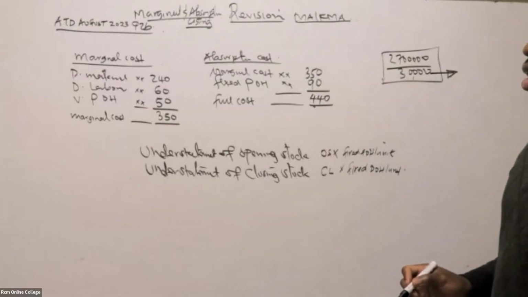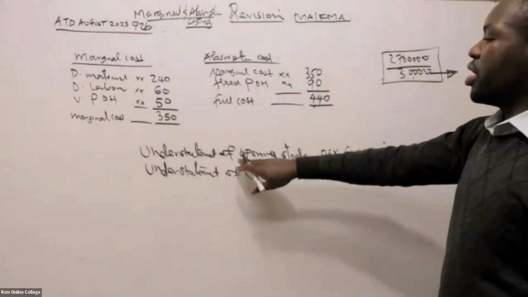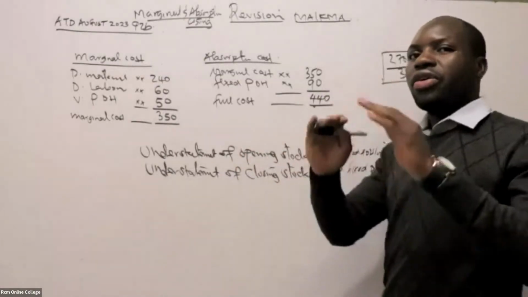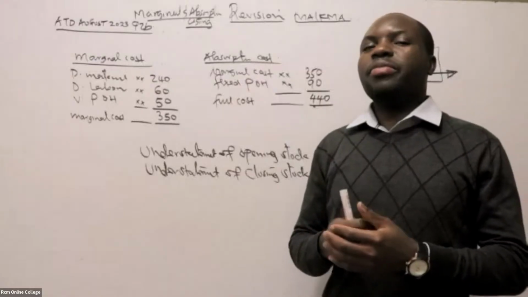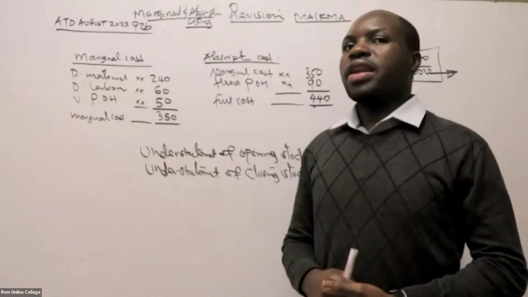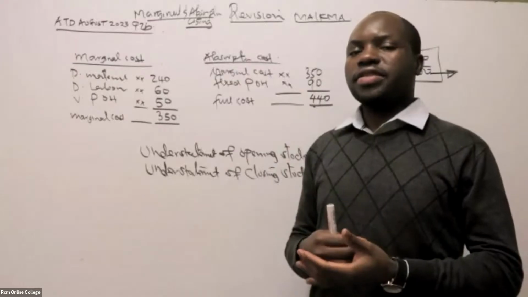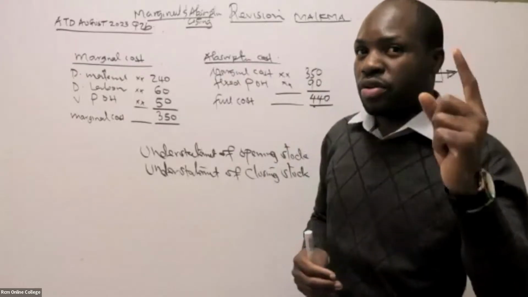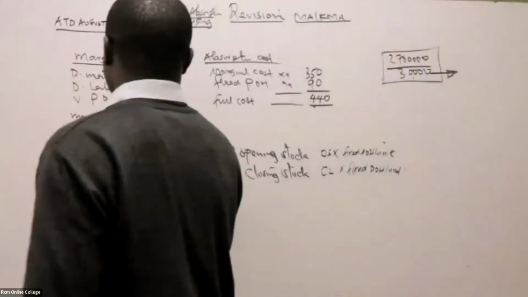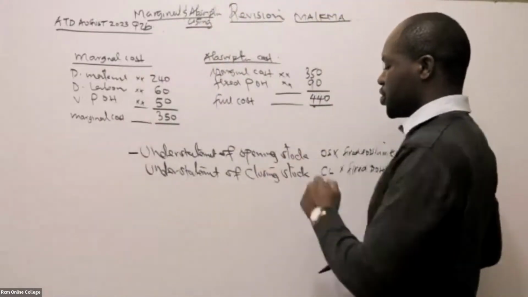Good. Now, when you understate opening stock, then your cost of sales will be understated. Understating cost of sales will exaggerate your profit. So how do we get back to the right profit? We deduct the understatement of opening stock. How about closing stock?